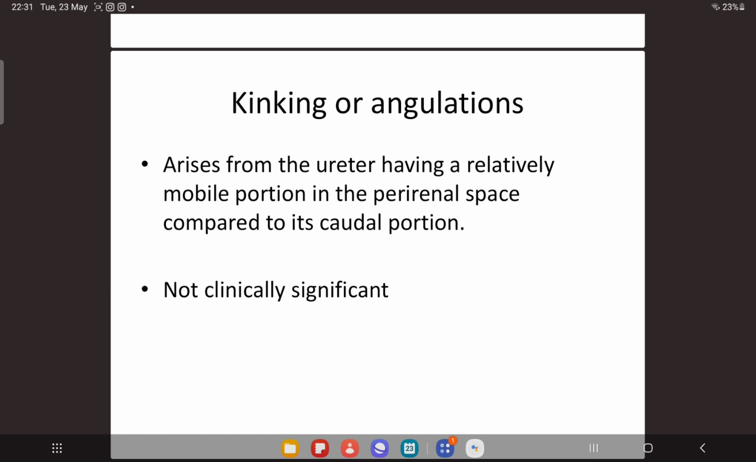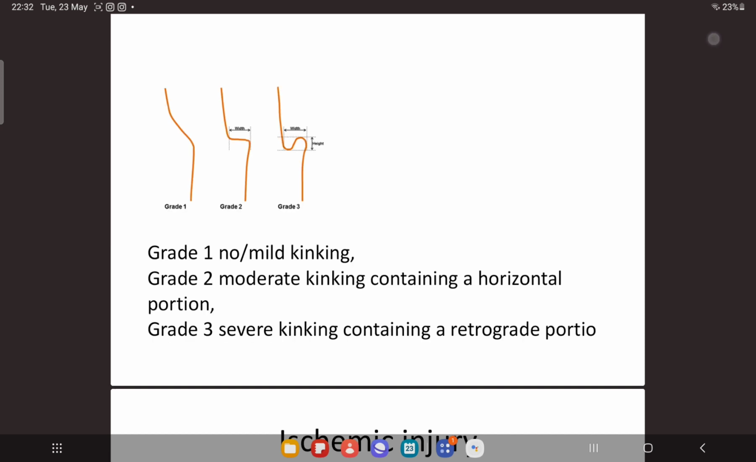First common variation is kinking or angulation. This mostly arises because of the anatomical nature of a ureter, as the ureter is typically free on the upper side and typically fixed at the lower side. That helps in respiration and movement, and when abdominal girth is increased during pregnancy, it gets stretched. So regular kinking is commonly present in normal pregnancy. It has no clinical significance as such. This is diagnosed only on sonography or radiologically.